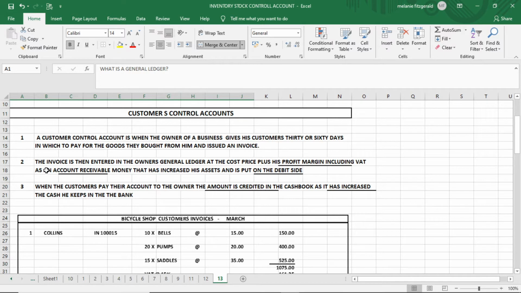Okay, so the invoice is then entered in the owner's general ledger at the cost price plus his profit margin, including VAT, as an accounts receivable, money that has increased his assets and is put on the debit side. When the customers pay their account to the owner, the amount is credited in the cash book as it has increased the cash he keeps in the bank.